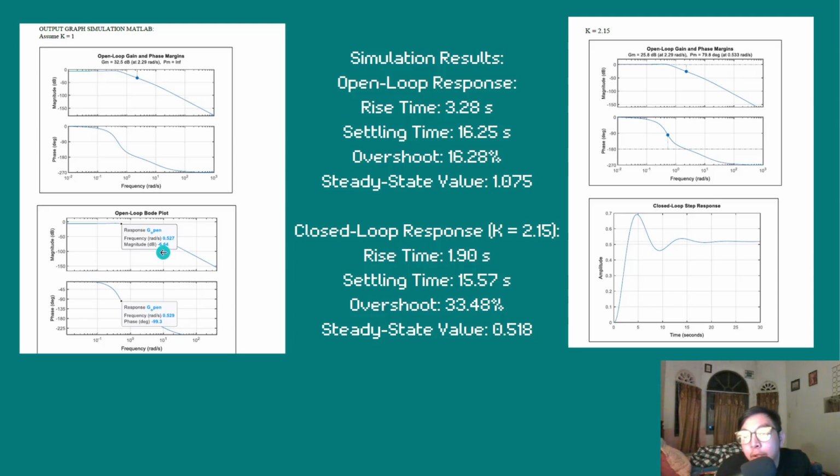Then I change the dB to get the K value, which is 2.15. So I change the code in MATLAB, where K is 2.15. So I get the gain margin 25.8 dB at 2.29 radian per second. So the phase margin that I get is 79.8 degree at 0.533 radian per second.